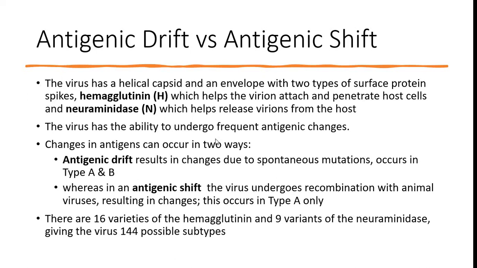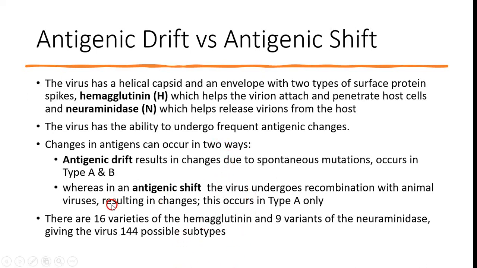The neuraminidase, the N spike, is what's going to help get that virus out of the host cell and allow it to spread. So we have the H and the N as those spikes. And you probably remember a few years back we had a major flu virus, referred to as H1N1, because it was talking about variant 1 of the H and variant 1 of the neuraminidase.